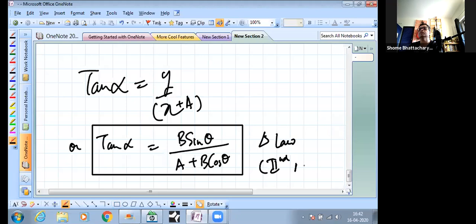Second part. Okay, so this is about both the magnitude and the direction of the resultant vector. This is how we get it. So this is the point where we had ended up last time.